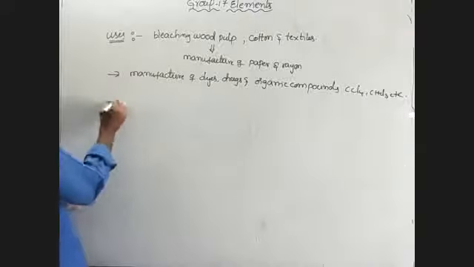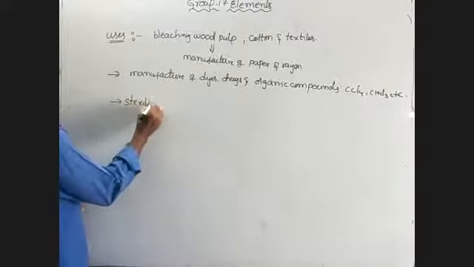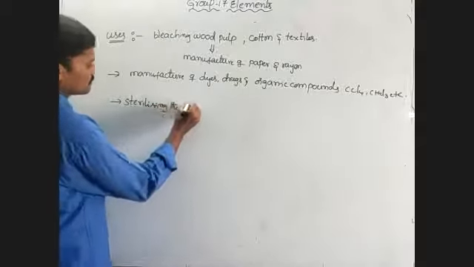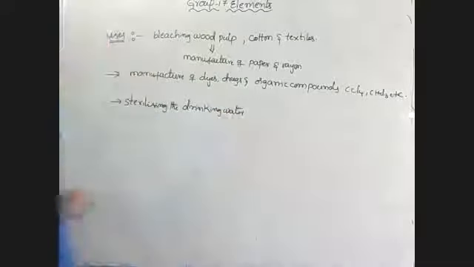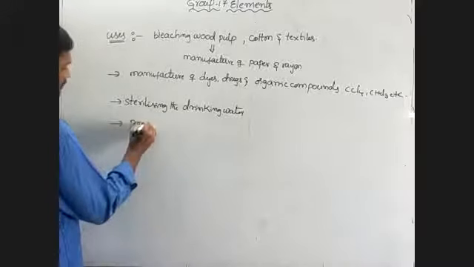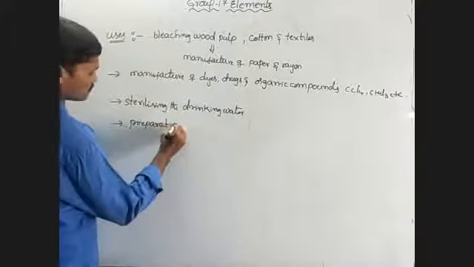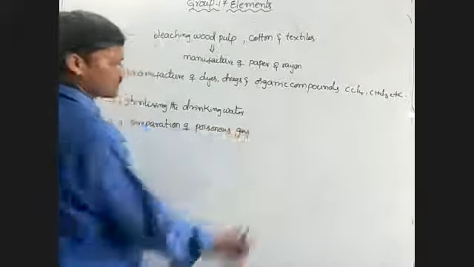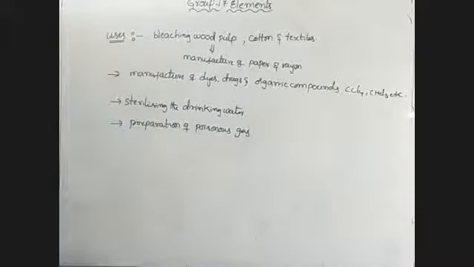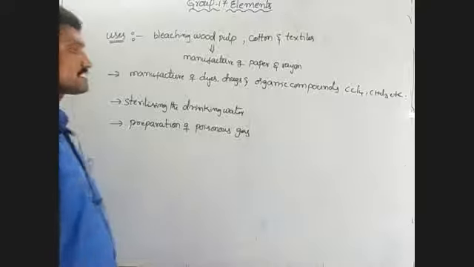Sterilizing the drinking water. And then it is used in the preparation of poisonous gases like tear gas, mustard gas, and phosgene also. Phosgene formula COCl2, tear gas CCl3NO2.